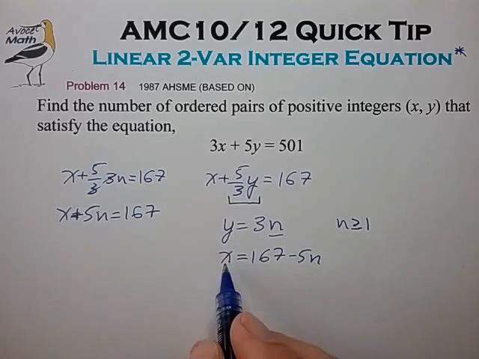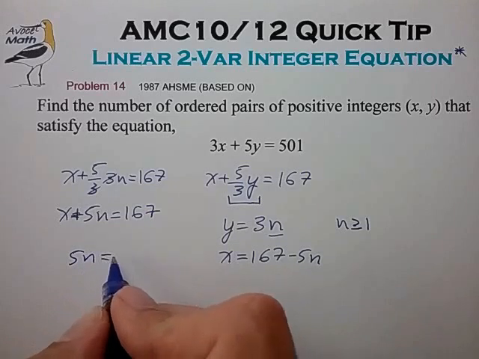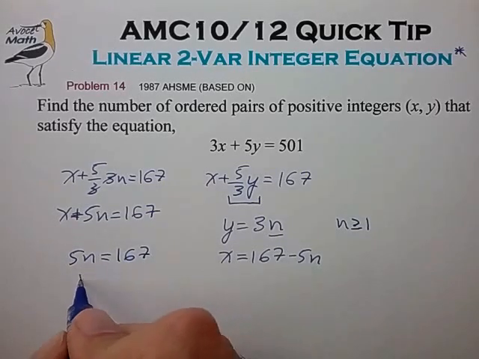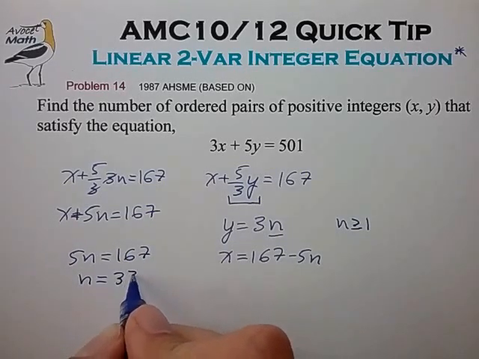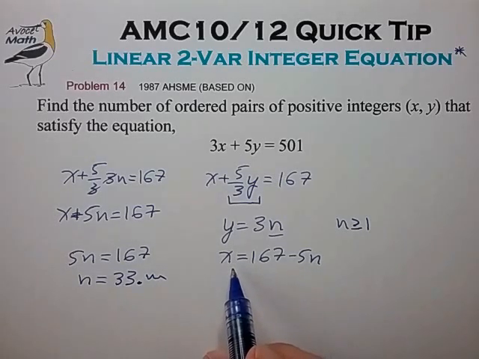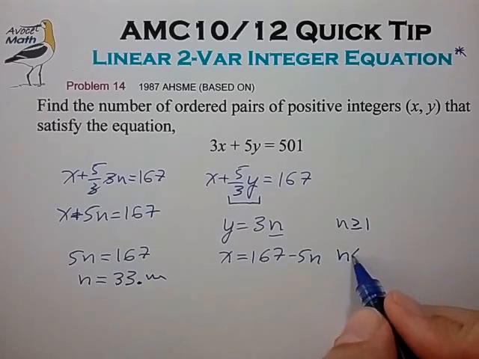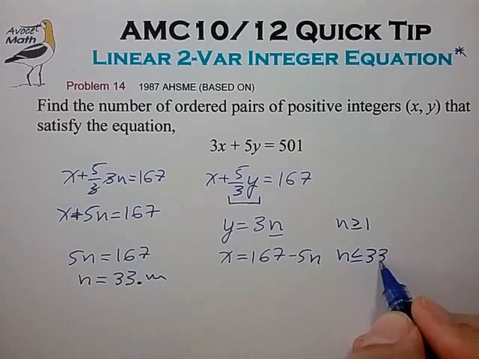So we can basically set x equal to 0 over to the side here, and we find that 5n is 167, and then n is equal to 33 and some change. So for n equal to 33, x is still positive, and when n equals 34, it crosses the threshold of x equals 0, and then x becomes negative. So essentially for n less than or equal to 33, x will be positive.